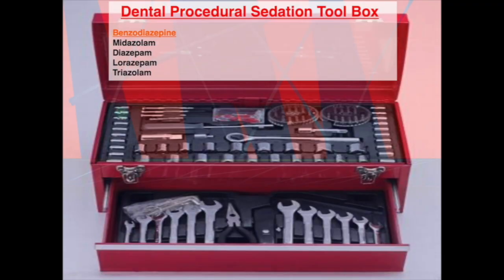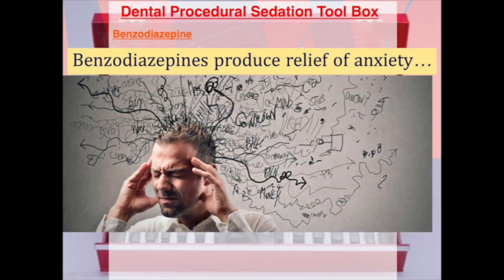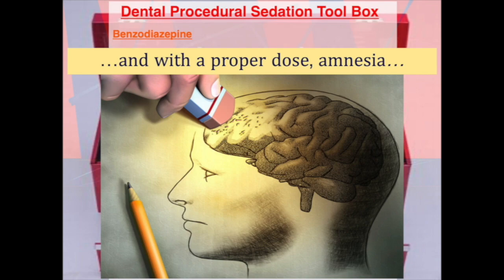So let's talk more in depth about the benzodiazepines. The main focus for benzodiazepine use is to relieve anxiety. That's the only place that we use it in dentistry, other than, of course, if the person's having seizures. But primarily it's in our toolbox to relieve anxiety. And with a proper dose, it can produce amnesia. We don't guarantee amnesia when we're doing certain levels of dental sedation. The only time that it's guaranteed is during a general anesthetic. So it can produce amnesia, but do not promise your patient that they're not going to remember anything, because that just doesn't hold true.